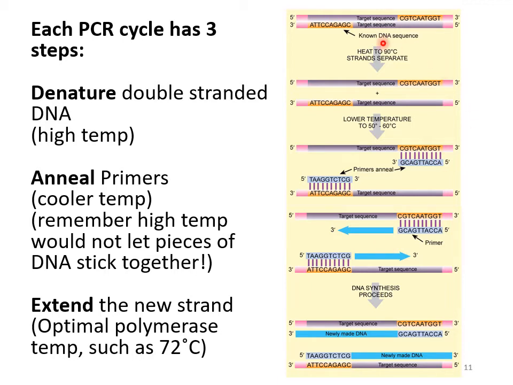Okay, so the first step is high temperature to separate the double strands so that you can then cool the temperature to allow the primers to stick, and then go to the optimal DNA polymerase temperature, such as 72 degrees Celsius, for the polymerase to then build from that primer, okay? And it makes copies of that DNA sequence.